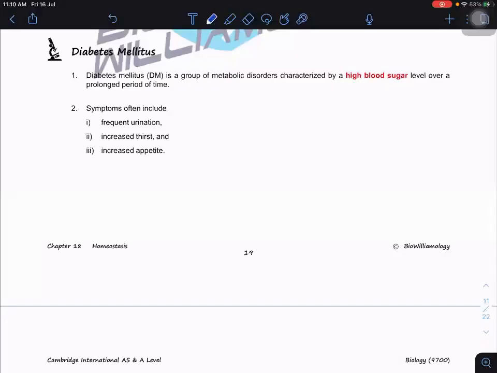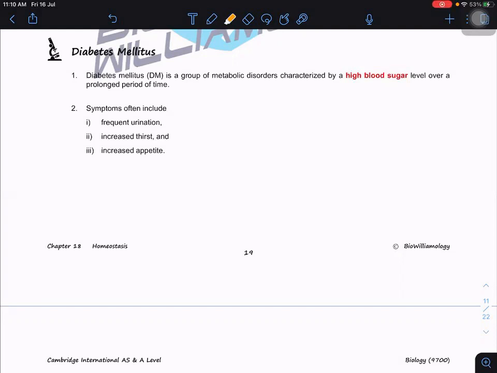Okay, so what we're going to learn today is diabetes mellitus. We have type 1 and type 2 diabetes mellitus. So what are the differences between type 1 and type 2, how can we manage type 1 and type 2, and how do we monitor type 1 and type 2 diabetes mellitus?